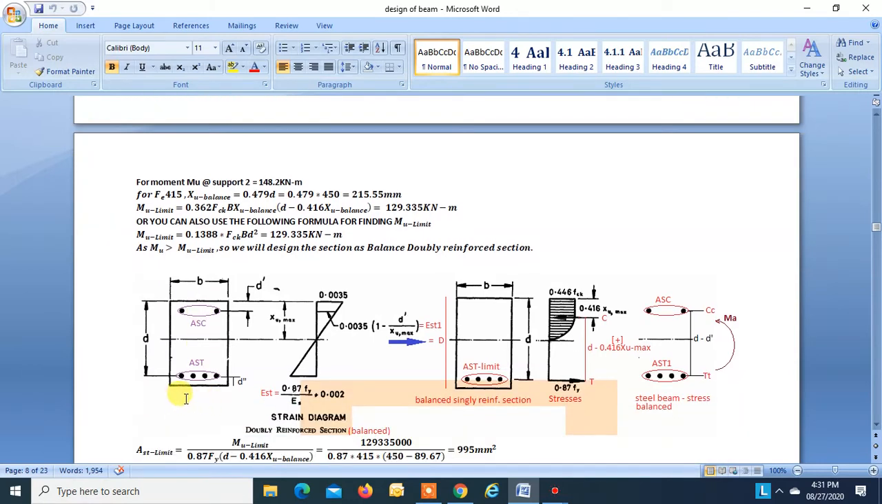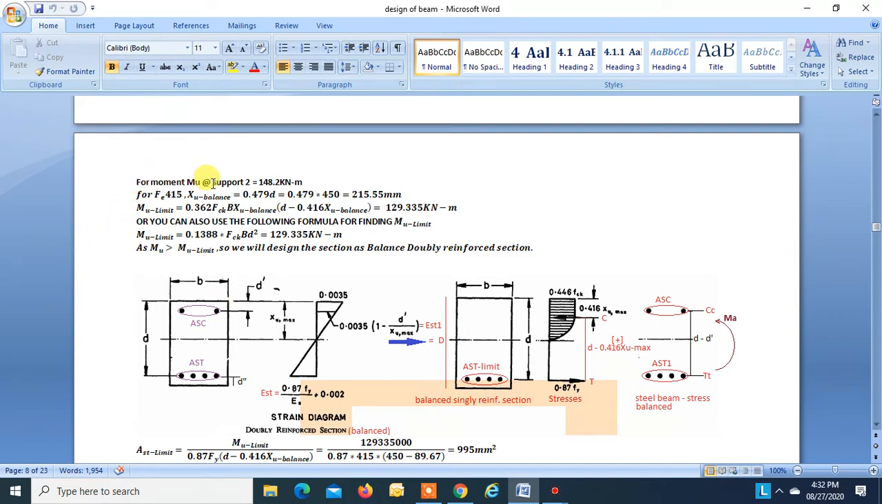Basic theory for a doubly reinforced section. This is a strain diagram for a doubly reinforced section. The strain at the steel level will be 0.87 fy by Es plus 0.002. Strain in the outermost concrete face will be 0.0035, and the strain at the level of compression steel is also shown. So this is subdivided into two parts: one is the balanced section plus the auxiliary section. This balanced section will take the limiting moment, and the additional moment, that is total moment minus the limiting moment, will be taken by this steel, that is Ast1. Total Ast1 plus Ast limit will give you Ast, and this Ast will be applied as compression steel, right? So let us start the design.